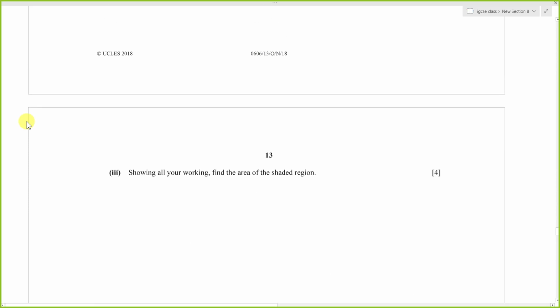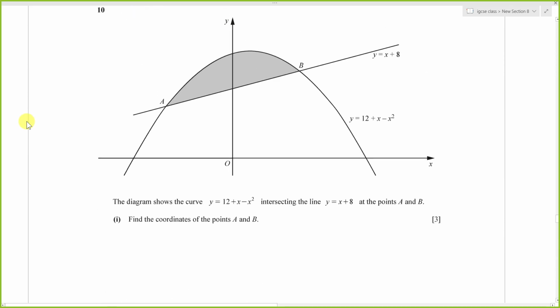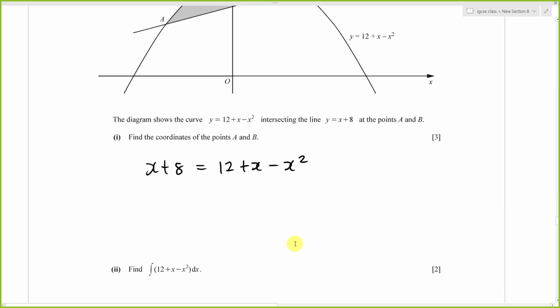Okay, question 10 first. So the diagram actually shows the curve y equals 12 plus x minus x squared intersecting the line y equals x plus a at points A and B. So find the coordinates of A and B. So A and B is basically very easy. Intersection point, we do simultaneous. Sub the y into the y here, so equals to 12 plus x minus x squared. So from here, yeah, you need to solve it.